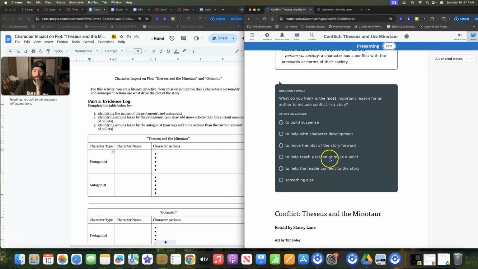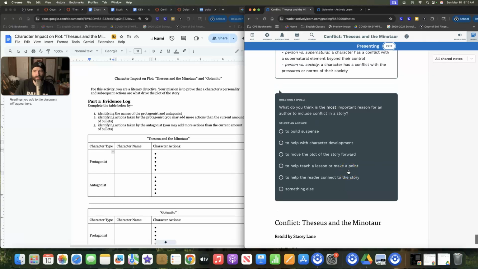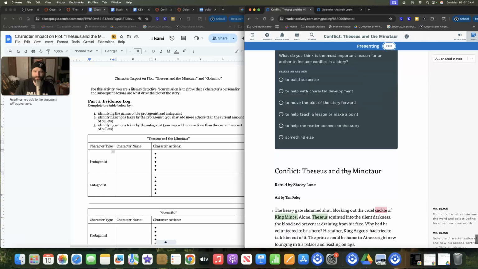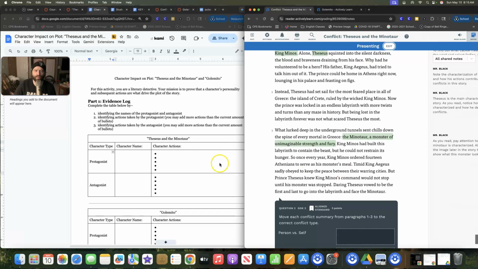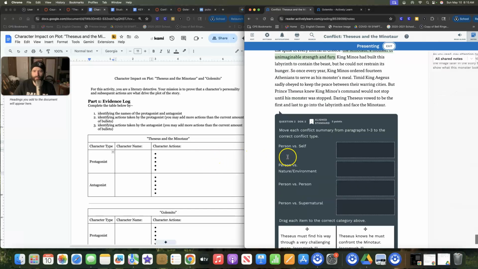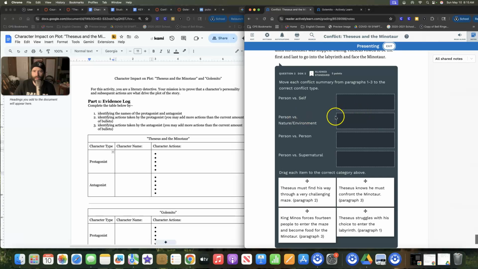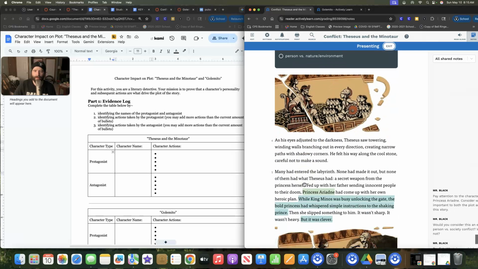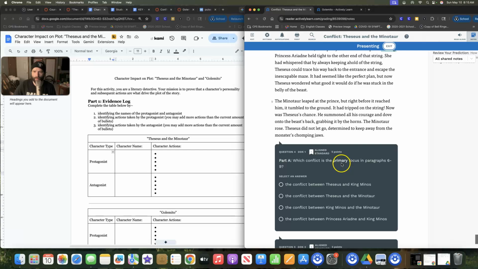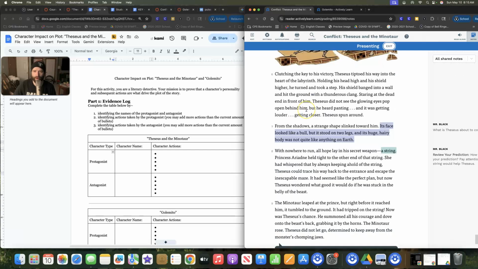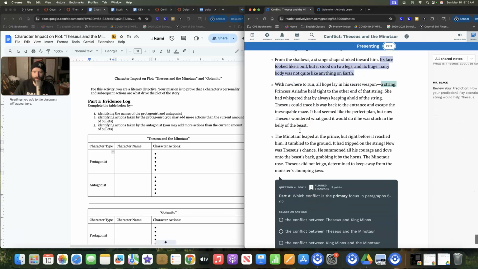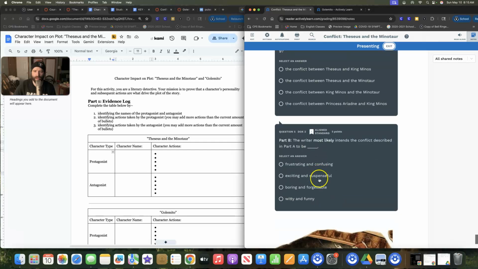So basically, with these last two, to help the reader connect and to make a point, it goes back into the character development. As the character is learning, a theme is developing, and as they are dealing with conflict, since we deal with conflict, you deal with conflict. And as we were going through the story, and this is going to apply to both stories, right here you're just telling me which each type of conflict is. And then down here, which is the primary focus in paragraphs 6 through 9. So we are only focusing on paragraphs 6 through 9 to determine what that conflict is.